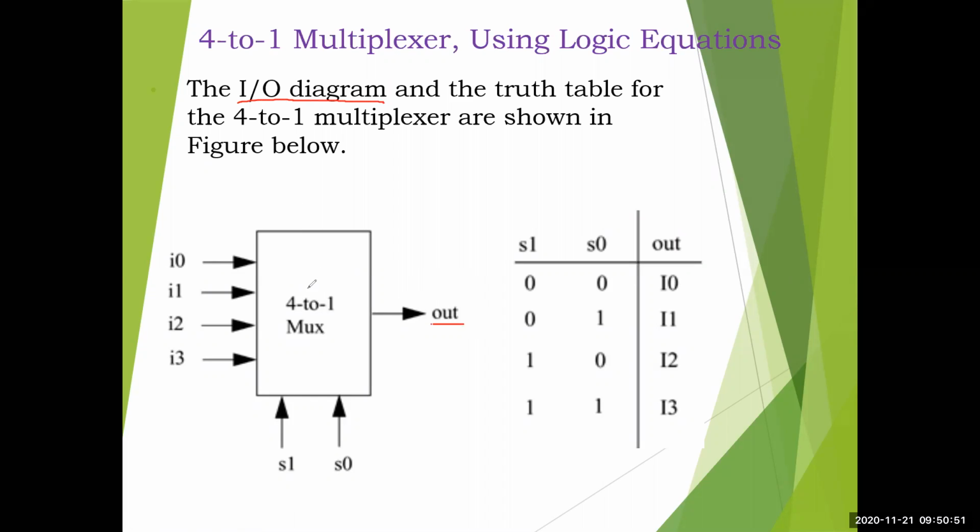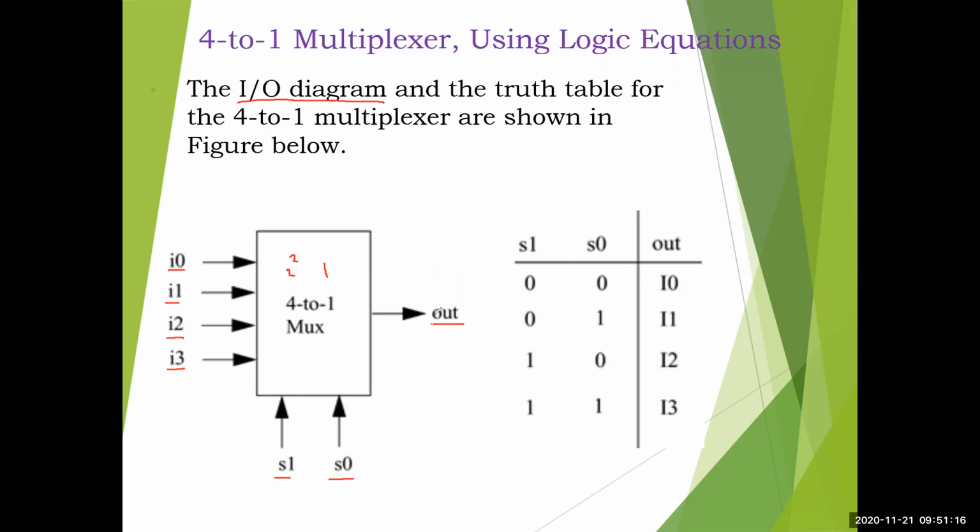For a 4 to 1 multiplexer, as the name mentions, which is 2 to the power 2 to 1, what does that mean? It should have two select lines for four combinations of inputs. The inputs are named I0, I1, I2 and I3, and the two select lines are S1 and S0. Based on the S1 and S0 values, the corresponding inputs are selected.